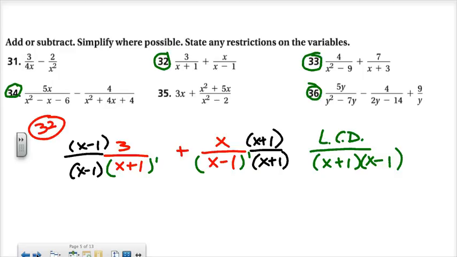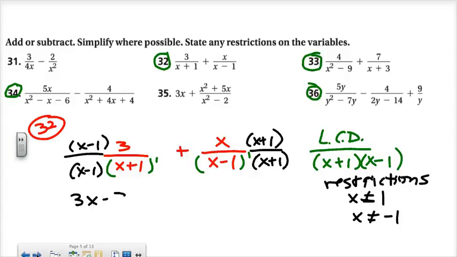And while I'm thinking about it, I'm going to go ahead and write my restrictions right now, because this is my LCD. I know that I'm not going to be able to use 1, and I'm not going to be able to use negative 1. So those will be my restrictions on all of this. And the smartboard froze up for a second. There it goes. All right, so now I'm going to multiply my numerators by distributing.